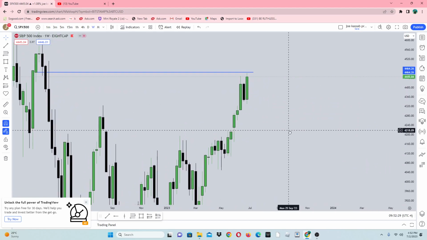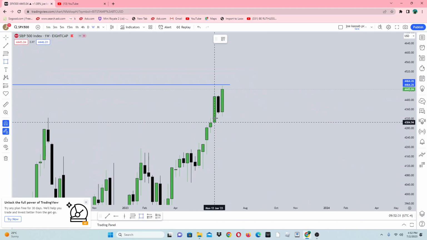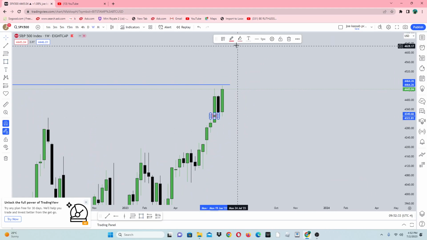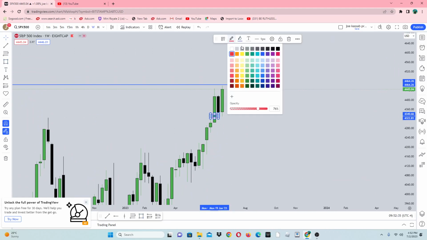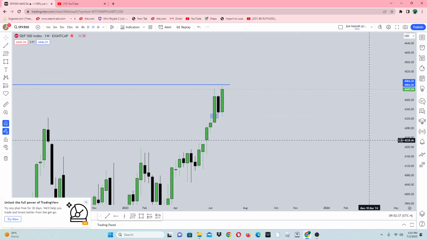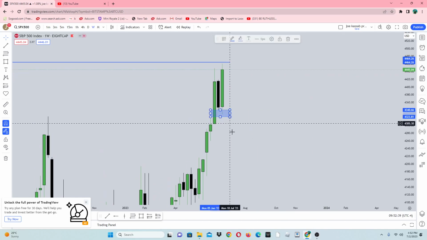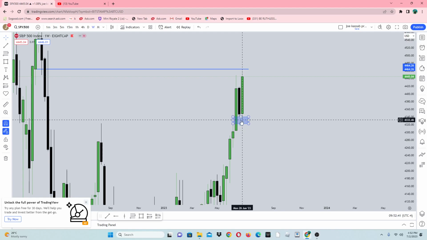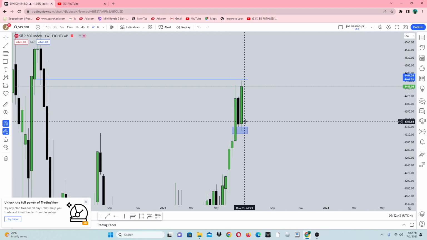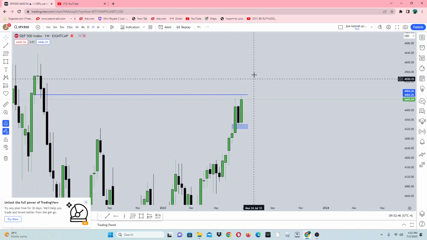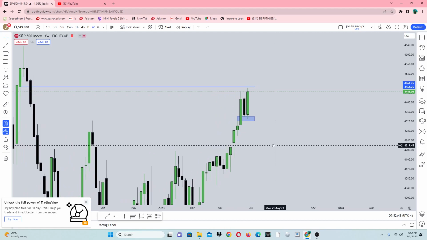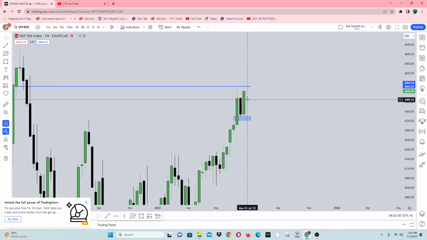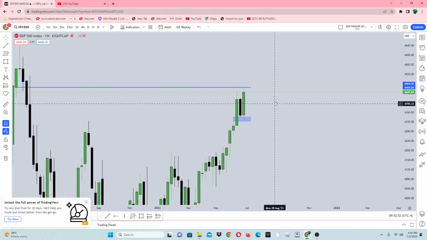Now we have here a fair value gap, a weekly fair value gap, and as you can see, price last week hit the target of the fair value gap and expanded to the upside. So I expect the next week to hit this area.